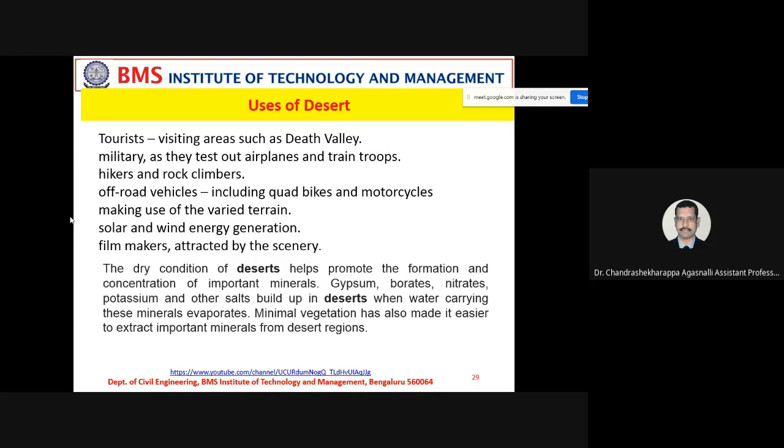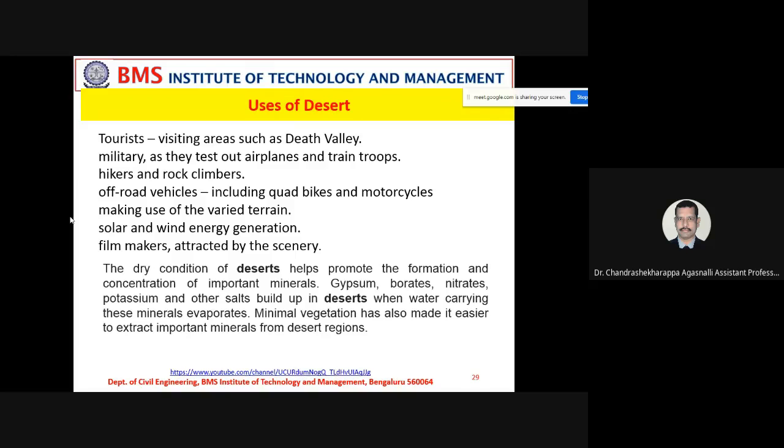Most of the places, they use it for different purposes: tourism, visiting areas such as Death Valley and military areas, where they test out aeroplanes and train routes, and hikers and rock climbers. How they are used depends on the place. But solar and wind energy generation is the most important for getting revenue. And there may also be some shootings in the desert areas.